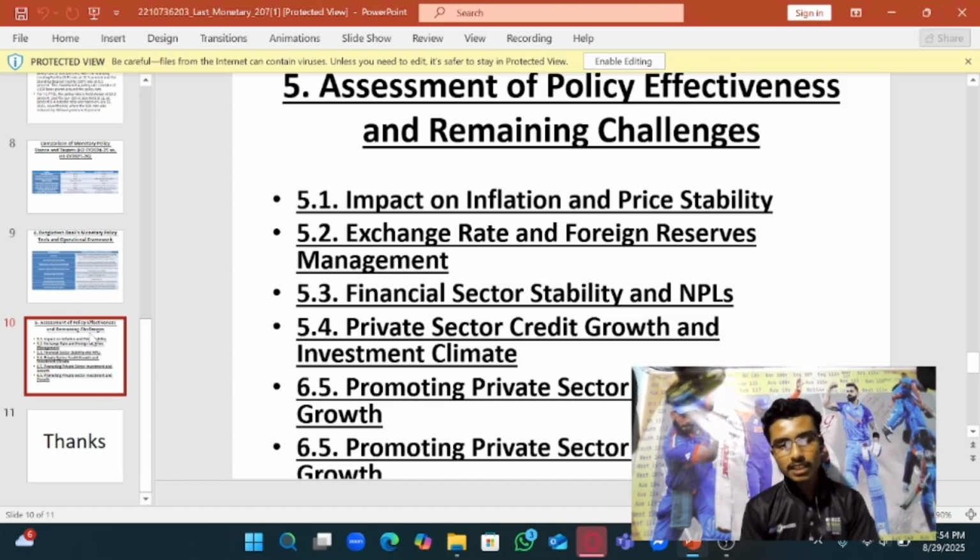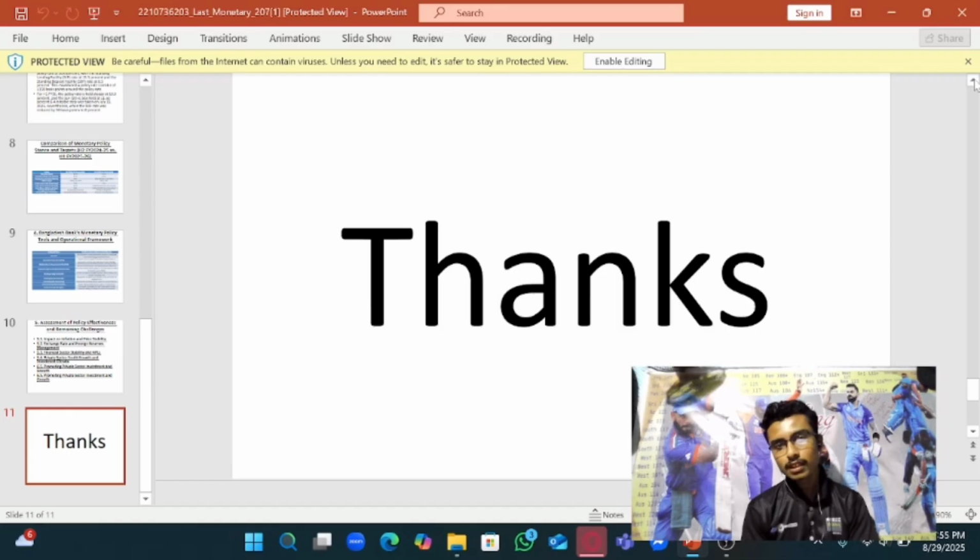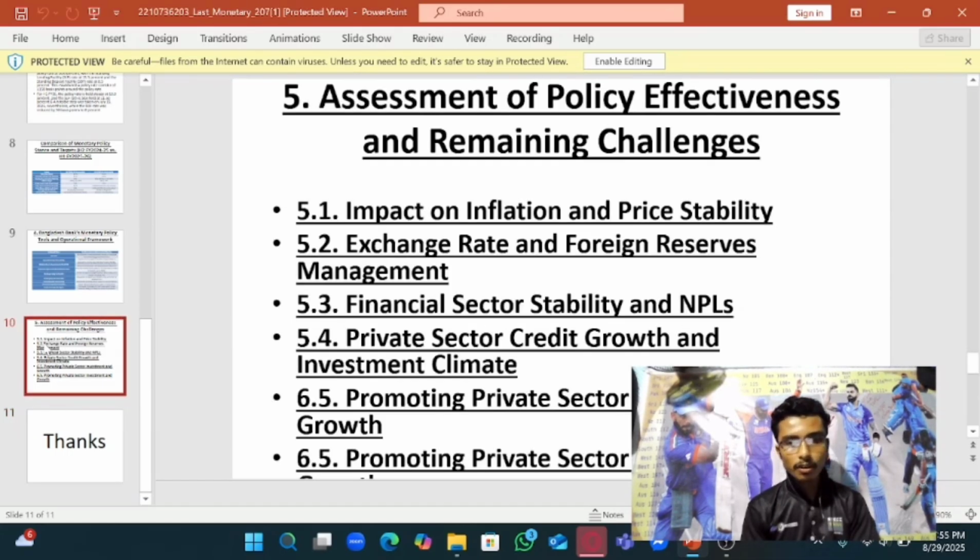Financial sector stability and NPLs, private sector credit growth and investment climate, promoting private sector investment and growth. That should be the government sector. First of all, the government has promised the private sector, but there have been issues in some sectors. That means they are not working. Let's move on. FDI is not working properly. Government issues with eligibility and many conditions, lack of conditions, and administrative problems. Also, promoting private sector investment, private and public growth, and credit should also be done.